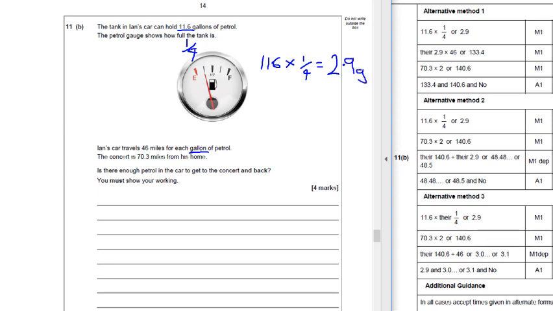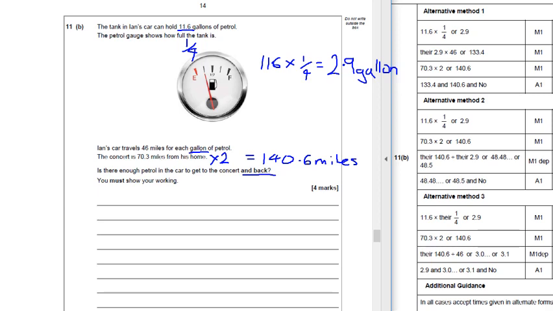Okay, the concert is 70.3 miles from his home. He wants to get there and back. Do you see how it's highlighted? So we need to times the 70 by 2. So he needs to do 140.6 miles. How far can he get? I shouldn't put a G there because it's gallons. If I put it as a G, it looks like grams.